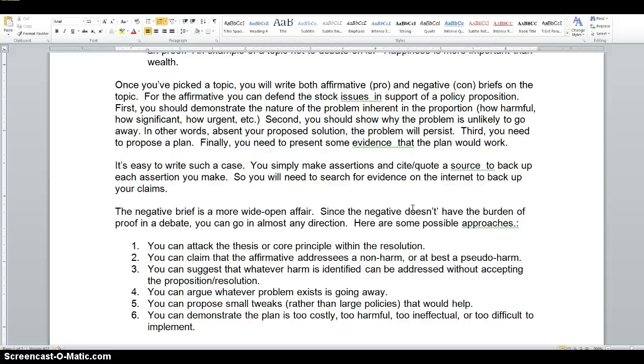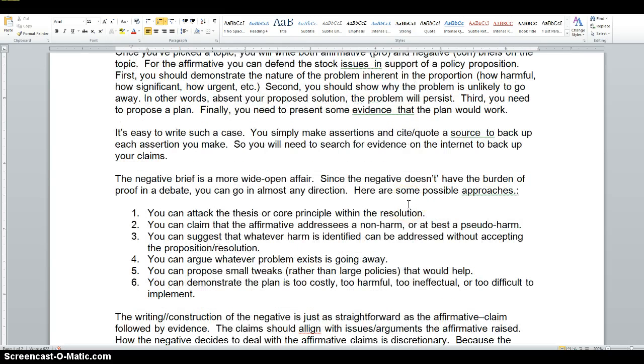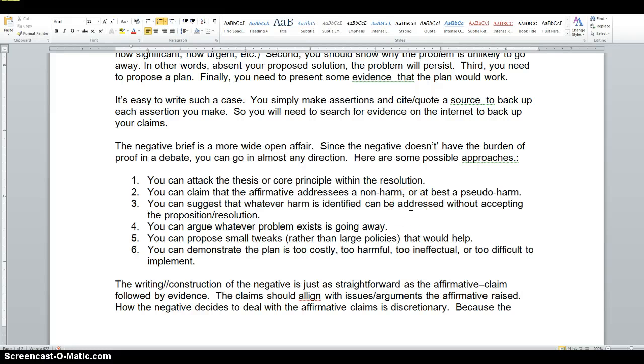Okay? Now the negative, because they don't have the burden of proof, but they have the burden of rebuttal, if you remember that term from the earlier chapters, can do all sorts of things. And some of the things they can do are listed right here. You can attack the thesis or core principle within the resolution. You can claim that the affirmative addresses a non-harm or at best pseudo-harm. You can suggest whatever harm is identified can be addressed without accepting the proposition or resolution. You can argue whatever problem exists is going away. You can propose small tweaks, and you can demonstrate that the plan is too costly, too harmful, too ineffectual, or just too difficult to implement. So those are all things that you could consider very, very easily.